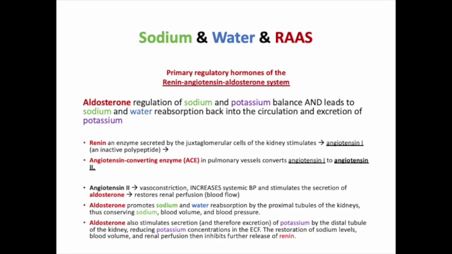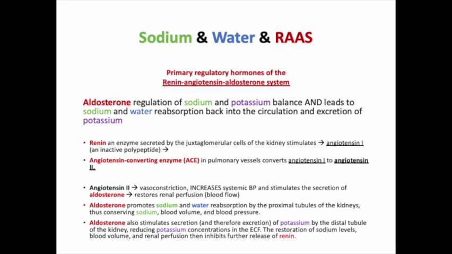Vasoconstriction elevates our systemic blood pressure, but it also restores renal perfusion, or blood flow to the kidneys. Aldosterone is going to promote sodium and water reabsorption by the proximal tubules of the kidneys. By doing this, it's conserving sodium. It's going to conserve blood volume and our blood pressure.